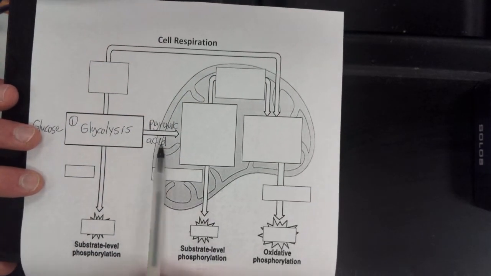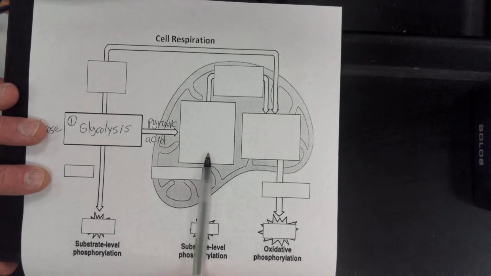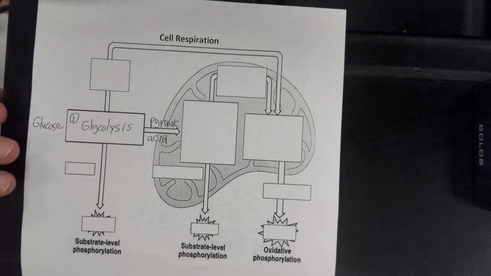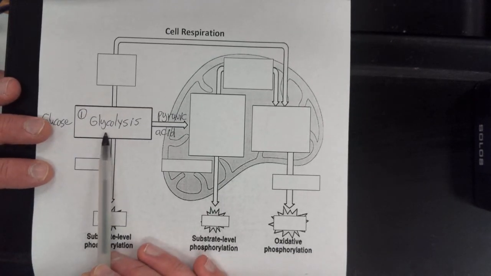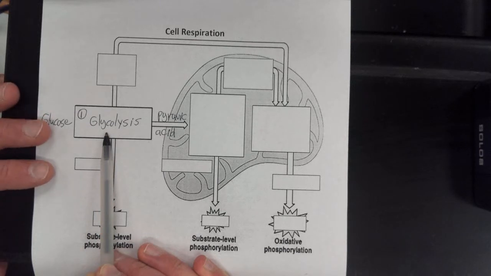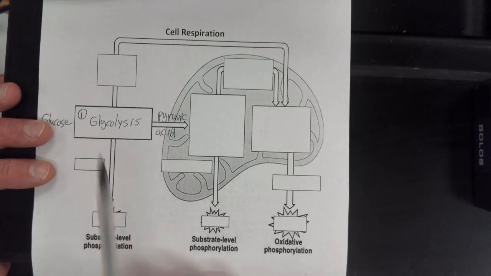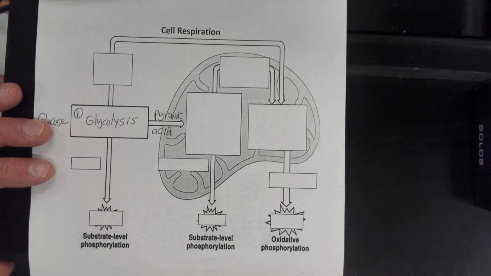Okay, if oxygen is present, this pyruvic acid will enter the mitochondria to complete the rest of cell respiration. Okay, let's go back to glycolysis here. Glycolysis will happen regardless of oxygen being present or not present. So glycolysis happens during aerobic and anaerobic conditions.